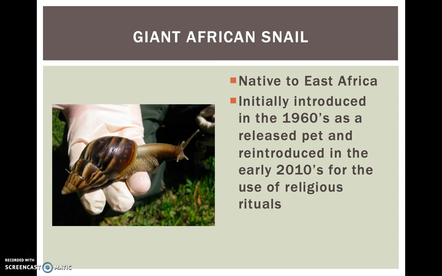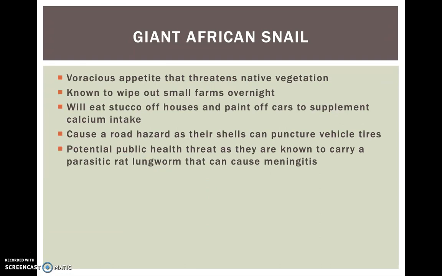The giant African snail. Native to East Africa, it was initially introduced in the 1960s as a released pet and reintroduced in the early 2010s for use in religious rituals. The giant African snail has a ferocious appetite that threatens native vegetation. They've been known to wipe out small farms overnight and will eat stucco off of houses and paint off of cars to supplement calcium intake. They also cause a road hazard as their shells can puncture vehicle tires, and potentially pose a public health threat as they are known to carry a parasitic rat lungworm that can cause meningitis.